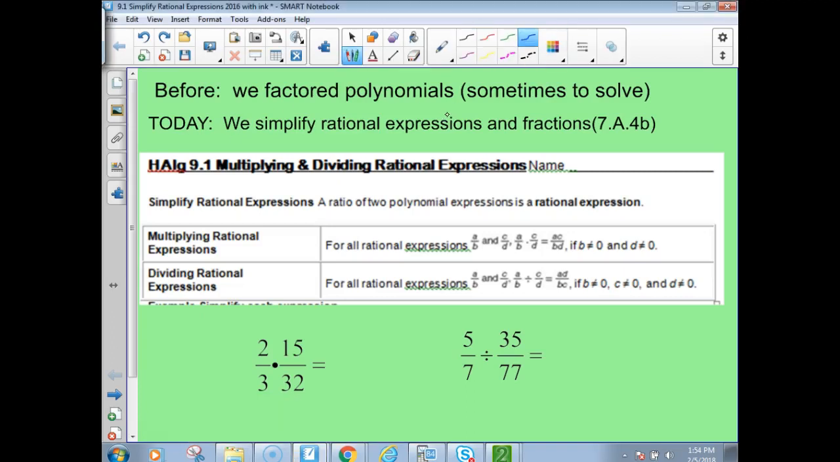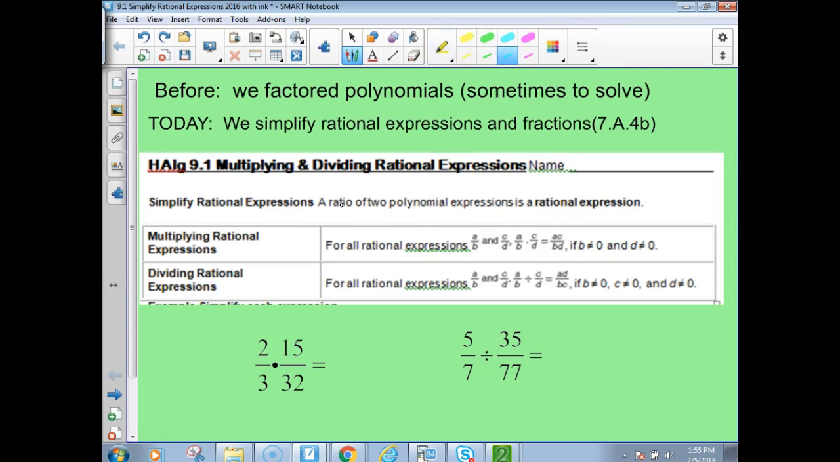Before we factored polynomials, sometimes we did it to solve. Today we're going to simplify rational expressions and fractions. Your favorite F word, fraction. Simplifying rational expressions. Remember the F word: factor, fraction, function.